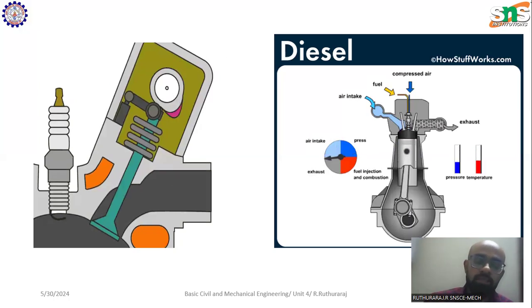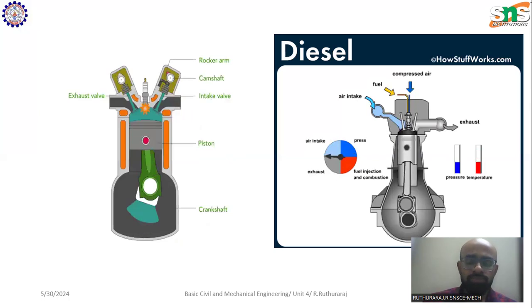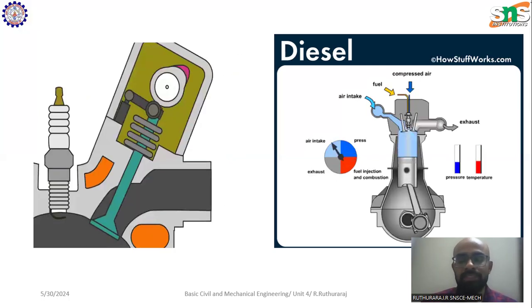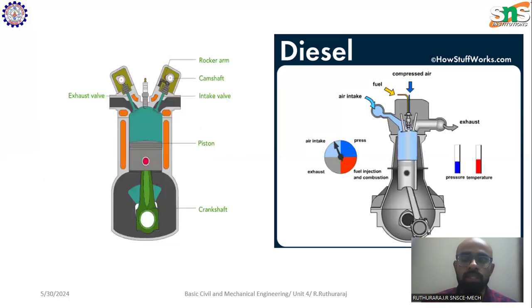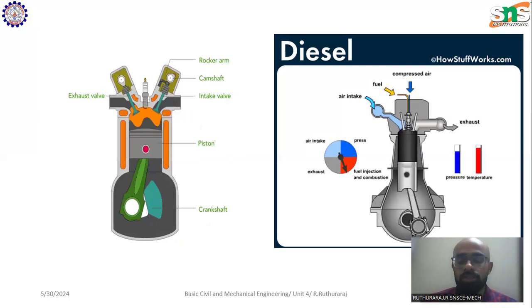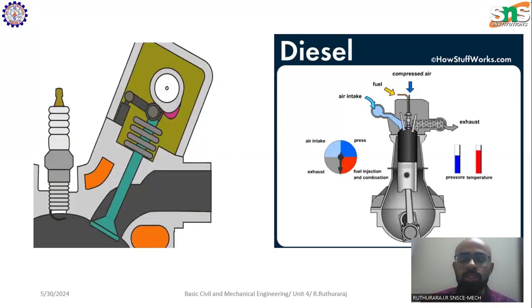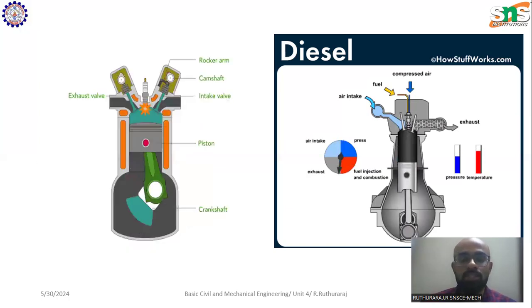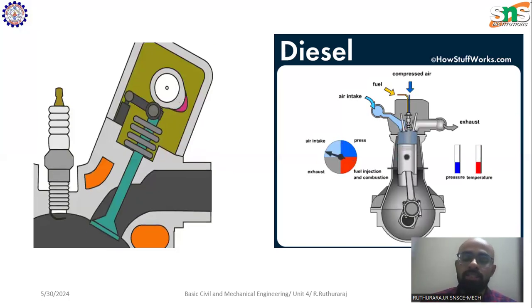So that is regarding the spark ignition and compression ignition engines. To give you a quick recap, in this lecture we discussed two types of internal combustion engine: petrol and diesel, or in other words, spark ignition and compression ignition engines. Petrol is used in a spark ignition engine and diesel is used in a compression ignition engine because the self-ignition temperature of petrol is higher than diesel.